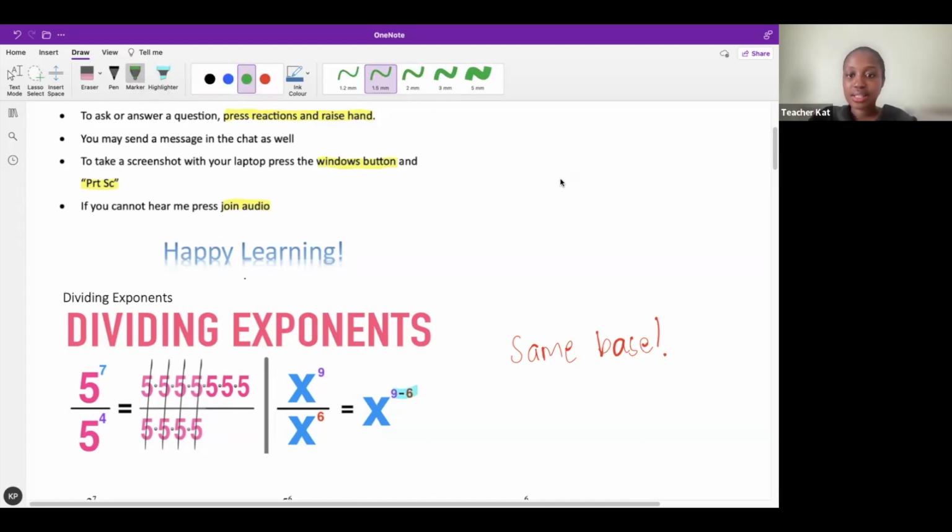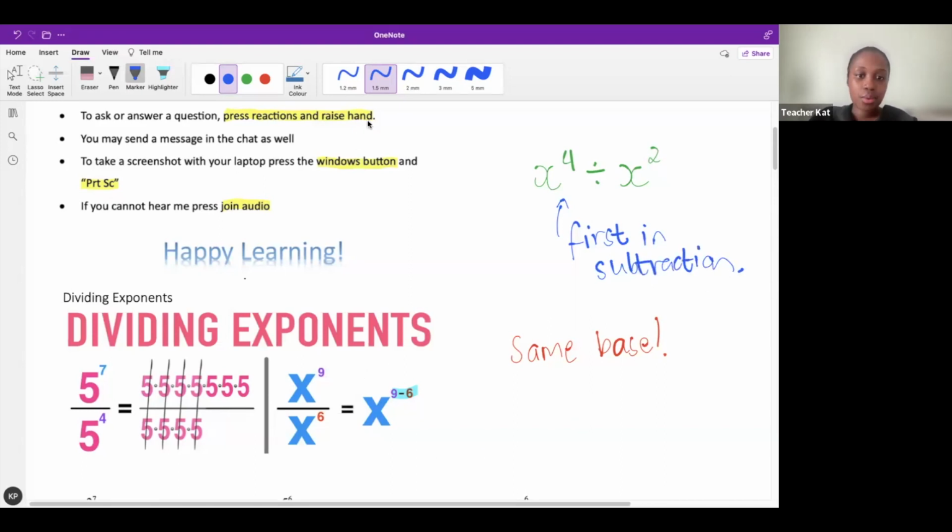Okay, now one thing to remember is the first one. So if I write it like this, if I say x to the power of 4 divided by x to the power of 2, this one will always be first, meaning it's going to be 4 minus 2. So it's also first in subtraction. Do not swap them around. Which means the one at the top in this case will also be first all the time.